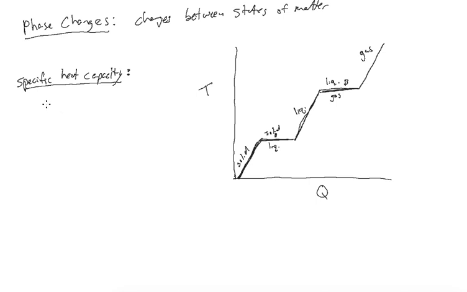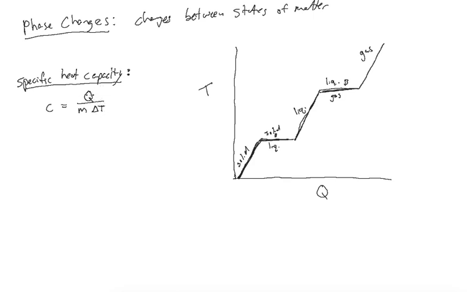And the idea is that the specific heat capacity of something is essentially defined as the heat per unit mass required to change the temperature of a substance per Kelvin or per degree Celsius. It's a change, so it doesn't matter if I'm talking Celsius or Kelvin. That's why I was talking about that earlier. The change is the same.